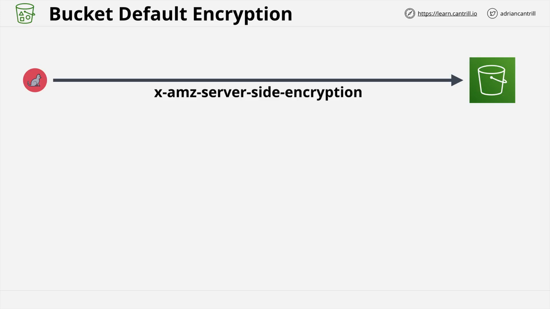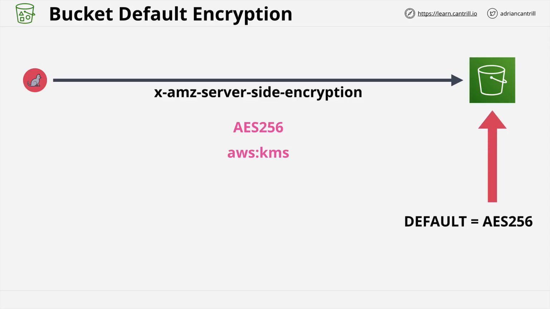If you do specify this header, if you use AES-256, then this utilizes SSE-S3. If you specify aws:kms, then SSE-KMS is utilized. This is all done on a per object basis. But there is a feature which can be set on a bucket which sets the default, the thing which is applied when you don't specify the above header on a per object basis. So let's say that we set the default to be AES-256. Then SSE-S3 would be used when you don't set something at an object level.